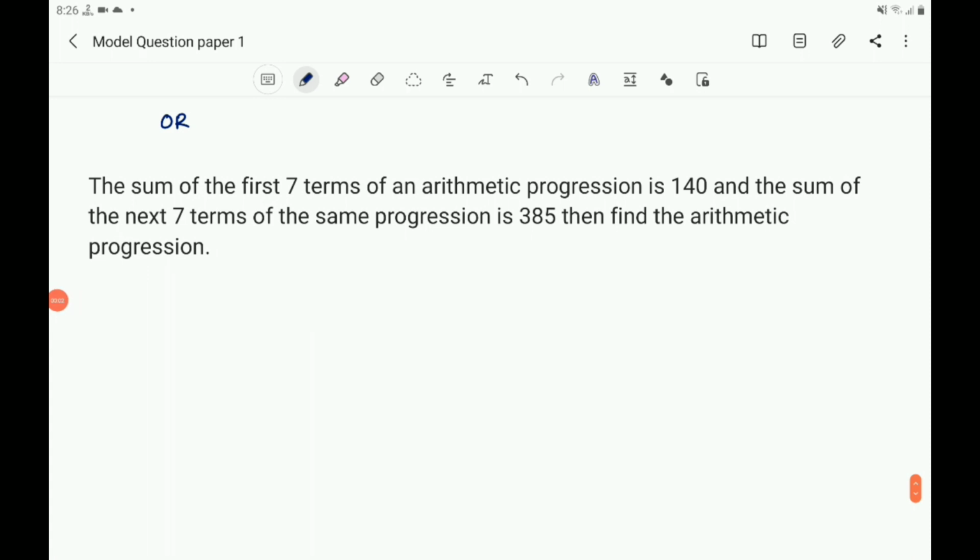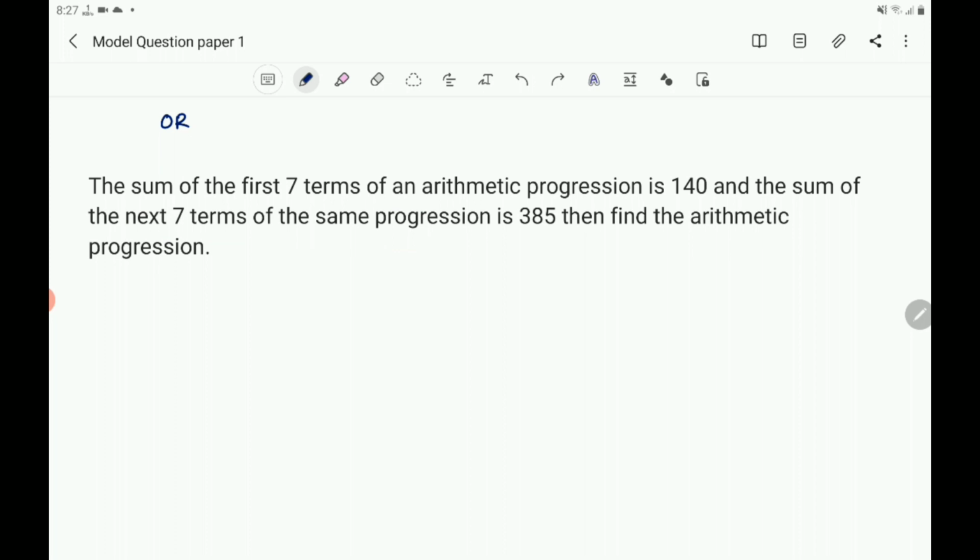Now you take the OR question, the second question. The sum of the first 7 terms of an arithmetic progression is 140 and the sum of the next 7 terms of this same progression is 385. Then find the arithmetic progression. Here what is given? The sum of the first 7 terms of an arithmetic progression is 140 and the sum of the next 7.